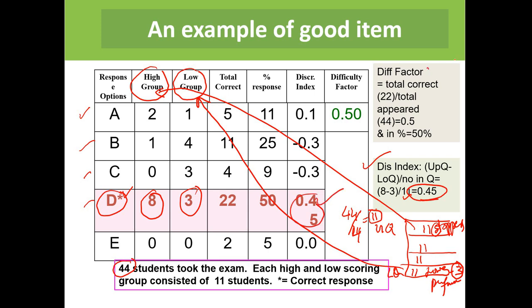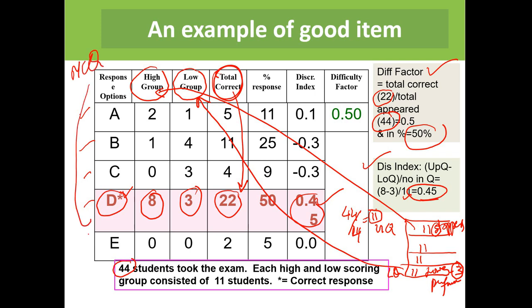And what is the difficulty factor? Because 22 students here gave the correct answer. This is the total correct answer. So 22 students gave the correct answer. So total correct divided by the number of students that appeared here, which is 44. So 50% of the students gave the correct response on this MCQ, which has correct option D. This is how you are going to calculate the difficulty factor and discrimination index.